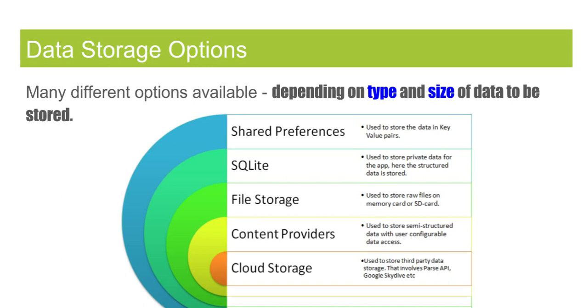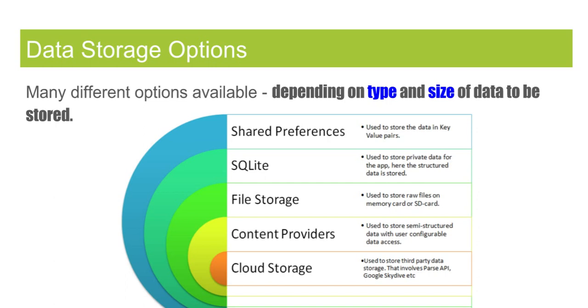It is used to store private data for the app, and it is structured. And we can also give it public access by using content providers. So content providers are a layer over SQLite data or any other structured data which we want to share with other apps. Using SQLite only, we can't give public access to our data to other applications.